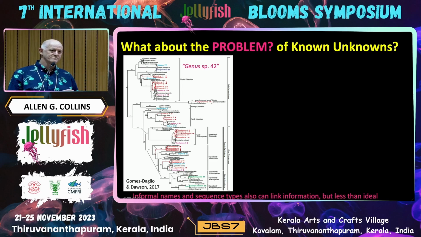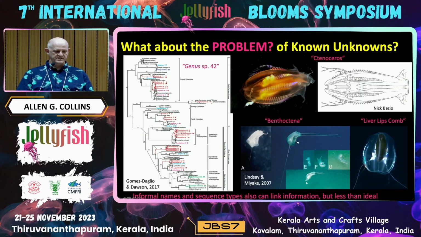But then what about this problem? Sometimes we get described this problem of known unknowns. So we tend to accumulate in the molecular genetic literature a lot of species that have informal names. So you think of all the Aurelia species or genus species X. So those are accumulating in the literature. So we are accumulating knowledge about species, but we don't have a formal species name for them. And then there are a bunch of things that we know by what they look like.